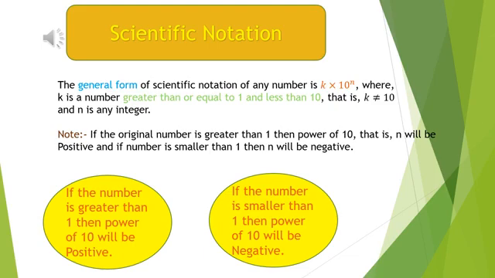It means k can be 3.5, 7.4, 8.9, 9.3, but k cannot be equal to 10, and n is any integer. So, if your number is greater than 1, then the power of 10, that is n, will be positive. And if your number is smaller than 1, then your n will be negative.